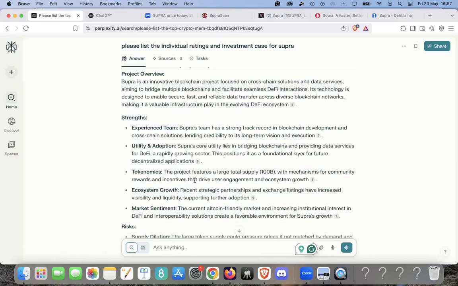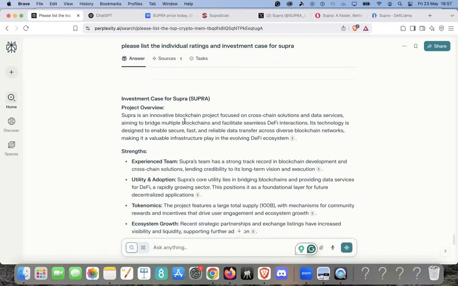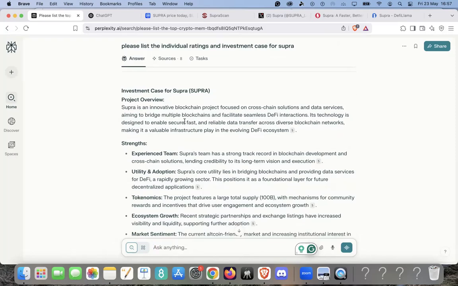And it lists here what the case is. So I'll just give you the project overview for now, because we're going to dive a little bit deeper later on. SUPRA is an innovative blockchain project focused on cross-chain solutions and data services, aiming to bridge multiple blockchains to facilitate seamless DeFi interactions. Its technology is designed to enable secure, fast, and reliable data transfer across diverse blockchain networks, making it a valuable infrastructure play for the evolving DeFi ecosystem.